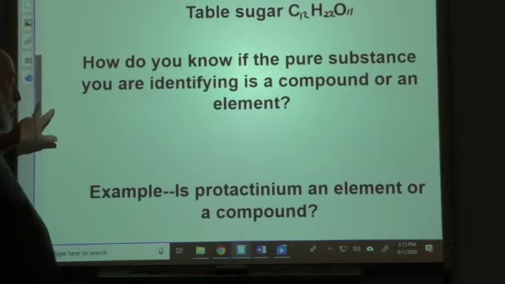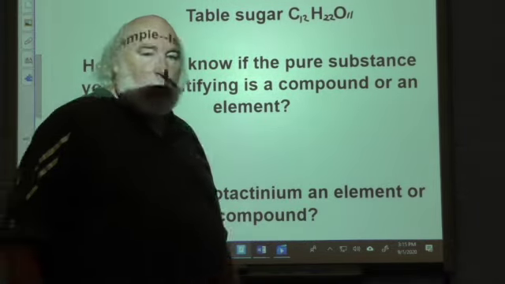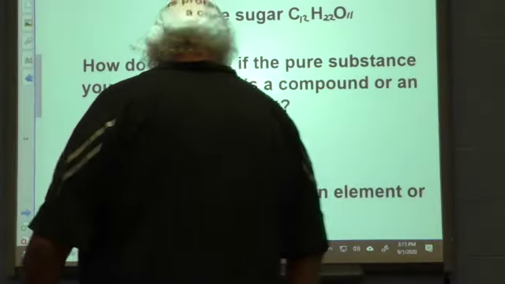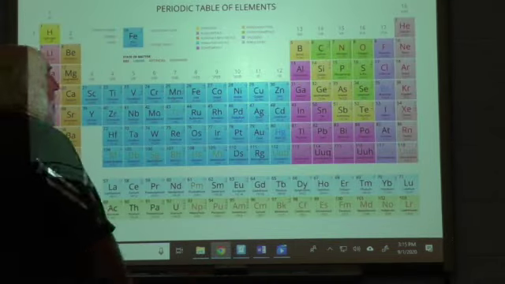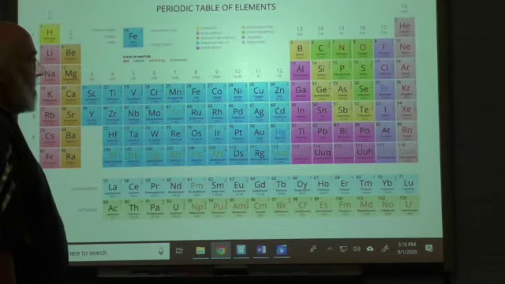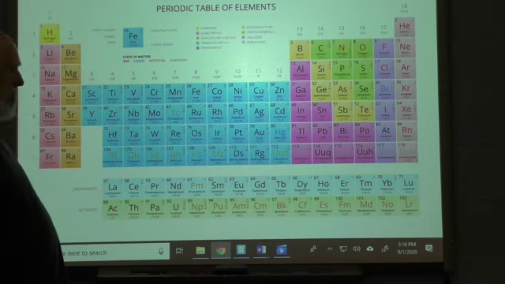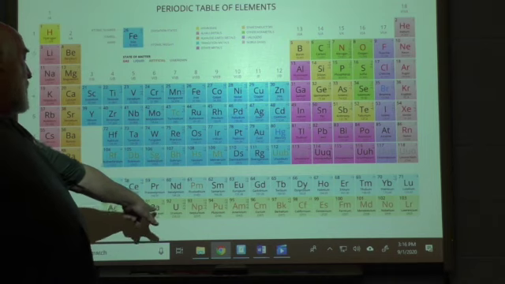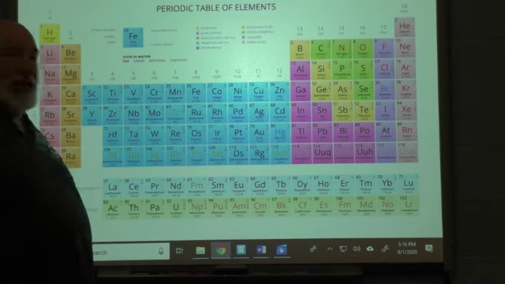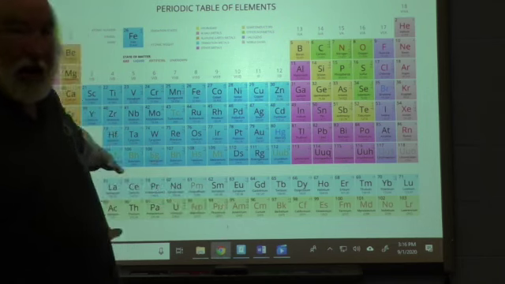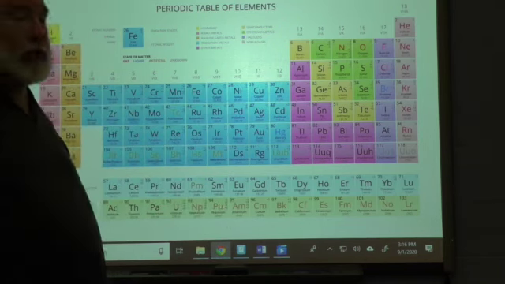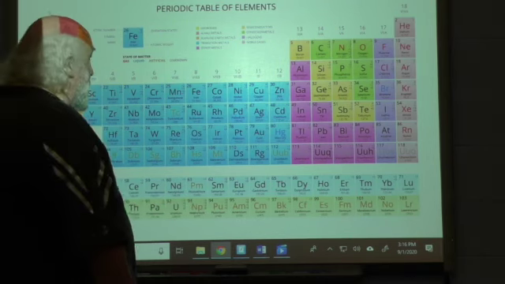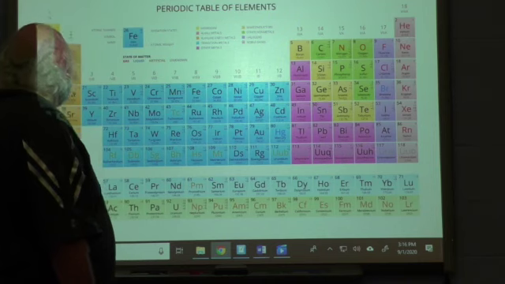So, example, is protactinium an element or compound? Well, let's go to the periodic table and find out. Protactinium. What's the symbol for protactinium? I don't think it's even on the thing I gave you, so you have to dig real hard. But there it is, element number 91, just short of uranium. Protactinium. If it's there by itself, element. So the periodic chart helps you a lot with the subcategories of compounds and elements.